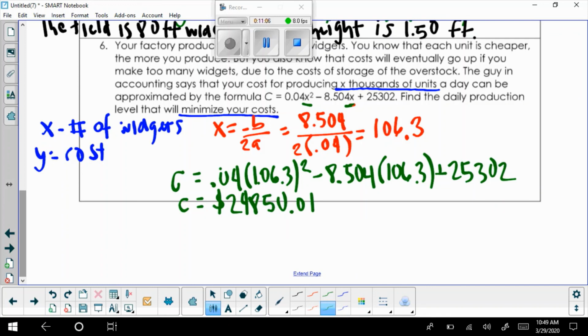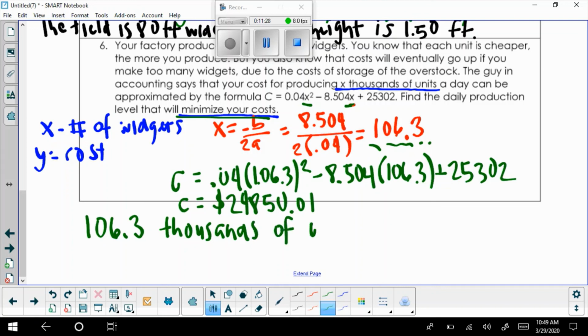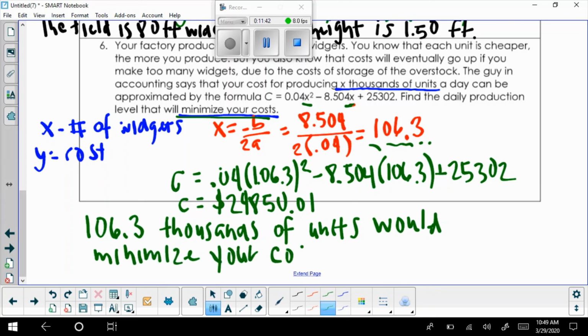So find the daily production level that will minimize your cost. So this is also the vertex, so that would be 106.3, and it's thousands of units, would minimize your cost. Okay, and that concludes the back of our notes.